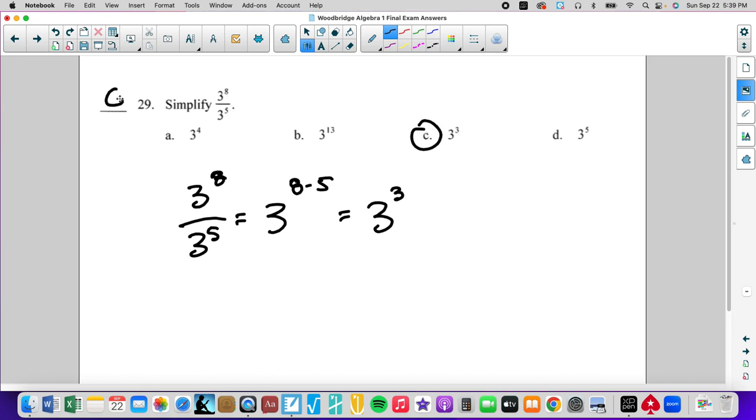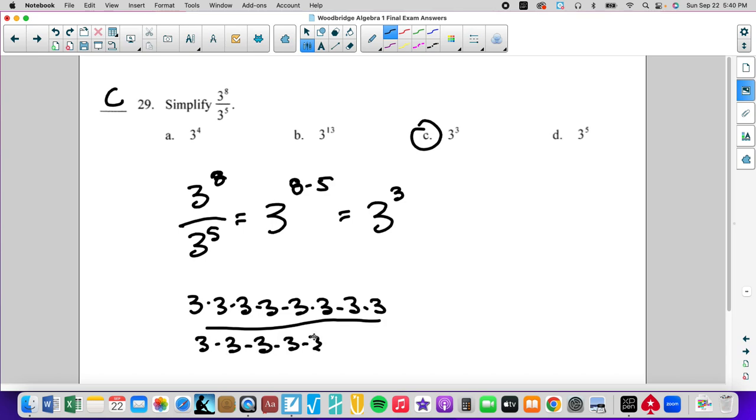Now, this is interesting. They did not write the correct answer in the answer key. I don't know what it is, but let me help you. This is correct because 3 to the 8th is 4, 5, 6, 7, 8, and 3 to the 5th is 2, 3, 4, 5. And guess what? This cancels, this cancels, this cancels, this cancels, this cancels, and you're left with, yes, 3 to the 3rd. So that's why it's C, and that's why you subtract them. So the answer key is wrong on that.